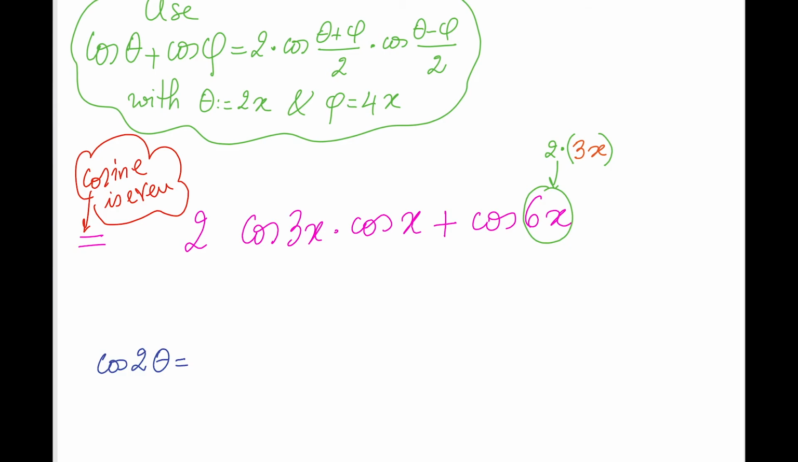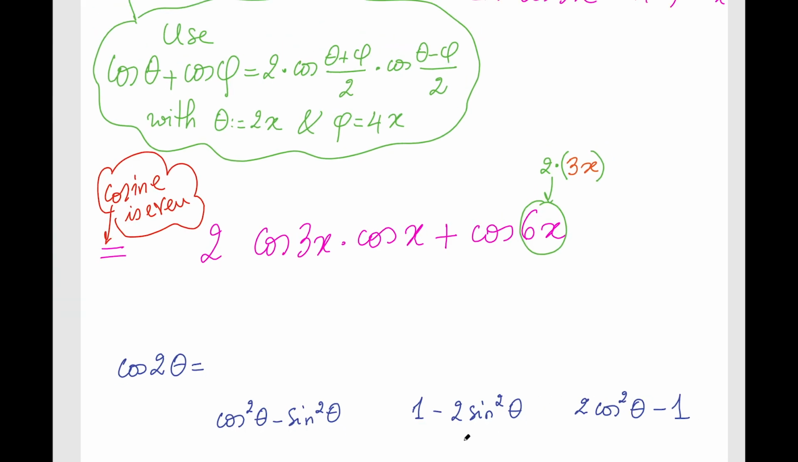One of them was cosine squared theta minus sine squared theta. This is one of the 3 double angle formulas for cosine. And the other one was 1 minus 2 sine squared theta. And the last one was 2 cosine squared theta minus 1, right? So one of these I'm going to need.